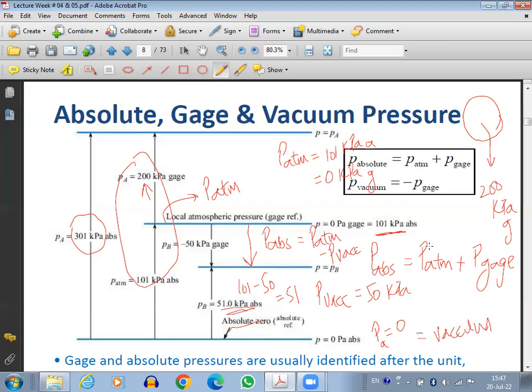Is it clear? Okay. So this is why P vacuum is also given another name. P vacuum is equal to negative P gauge, because gauge pressure is always higher than atmosphere. So if I take the negative gauge, that will be the P vacuum, because P vacuum is lower than atmosphere. That's why P vacuum is also given the name negative P gauge. Okay.